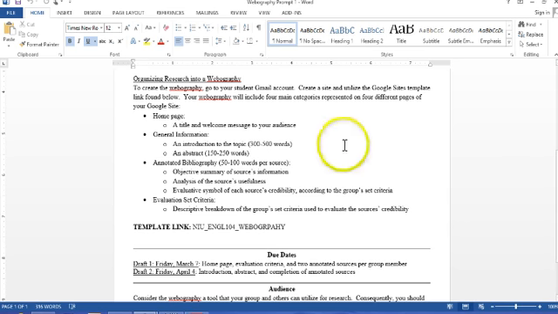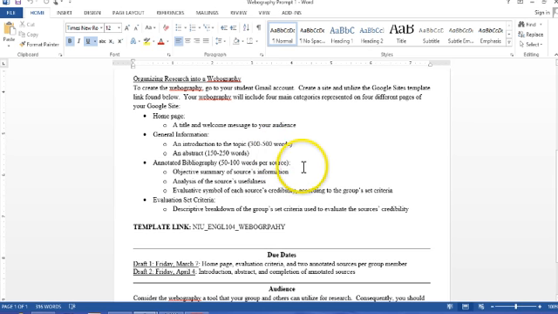Your general information page is going to have an introduction to the topic, perhaps why you chose it, what your rationale is for doing the research, why it interests you. And you're also going to include an abstract. So that will be a summary of your research presentation at the end. So you're not really going to worry about that yet until you've compiled all of your research.